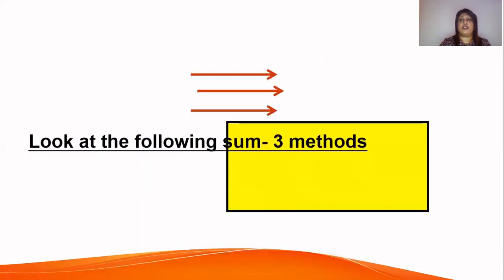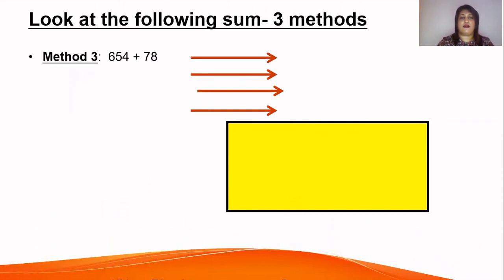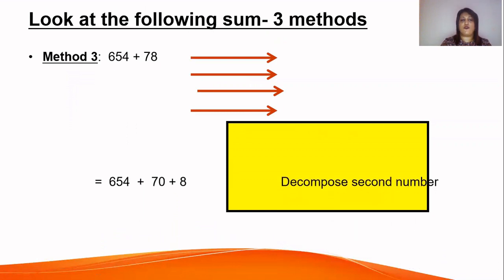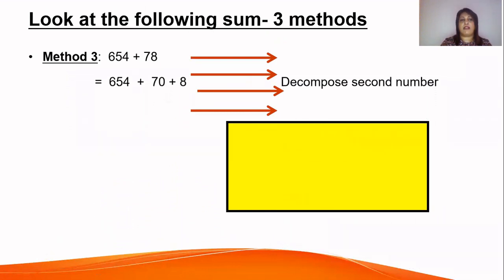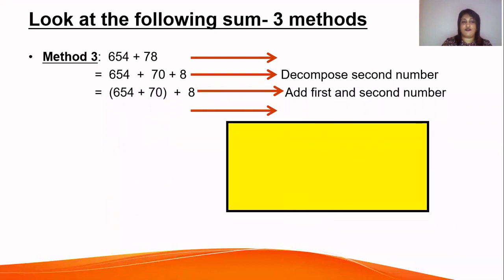Now the third method, we keep the first number whole and we decompose the second number. Right, so 654 plus 78. I'm going to say 654 plus 70 plus 8. So I decompose the second number only into 70 plus 8. Now, 654 plus 70, I put it in brackets, so I know what I'm going to add first, and then I'm going to add the 8 after that, which is the second number. Now, sometimes it's difficult for you to add it like this mentally, so you will work it out. I'm going to show you how to work it out.